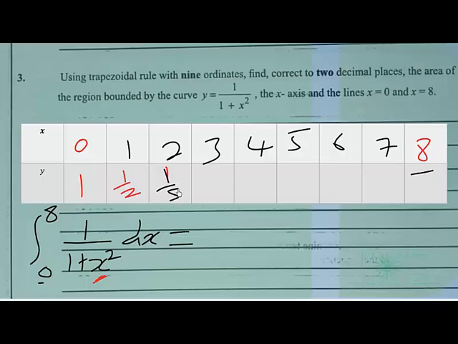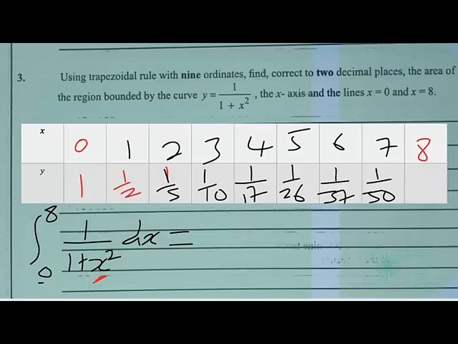I will get 1 over 3 squared plus 1, which is 1 over 10. 4 squared plus 1, 1 over 17. 5 squared plus 1, 1 over 26. 6 squared plus 1, 1 over 37. 7 squared plus 1, 1 over 50. 8 squared plus 1, 1 over 65.